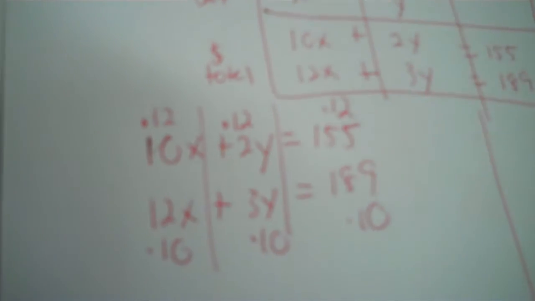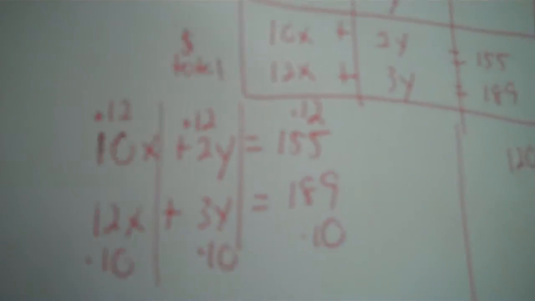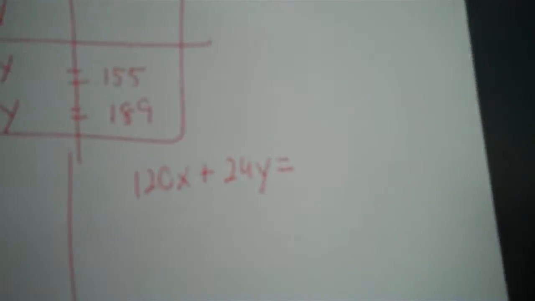So we have 10x plus 2y equals 155. Then on bottom we have 12x plus 3y equals 189. Okay, now you need to multiply by 12 and by 10. So I times the rest of this by 12, I multiply the rest of this by 10. So 12 times 10x is 120x. 12 times 2 is 24y. And then I take 12 times 155, that's 1,860.